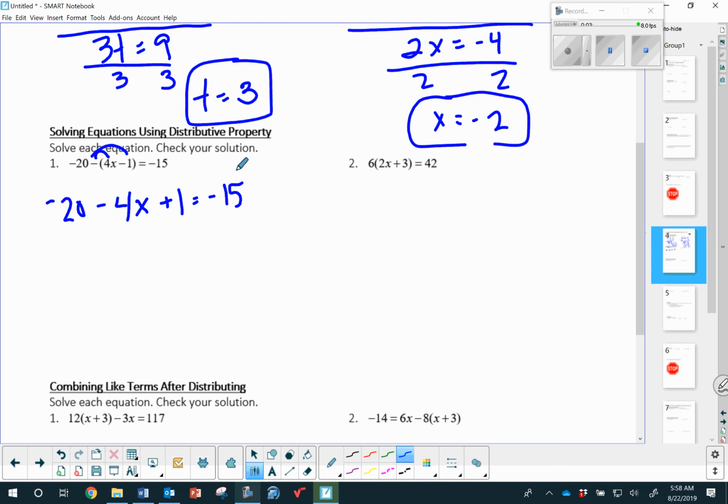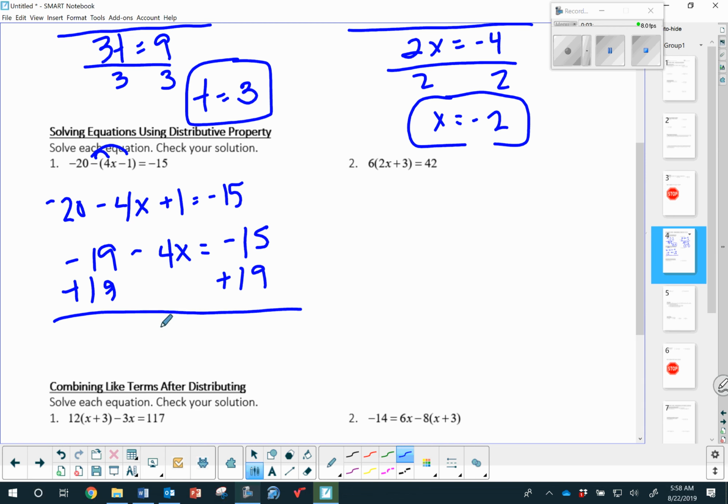I then need to see if I can combine like terms, which I can. Negative 20 plus 1 is negative 19, minus the 4x, that doesn't change, equals negative 15. Then you're going to add 19 to both sides, again isolating that variable. Negative 4x equals 4. If you divide both sides by negative 4, remembering to not drop that negative, you would get x equals negative 1.